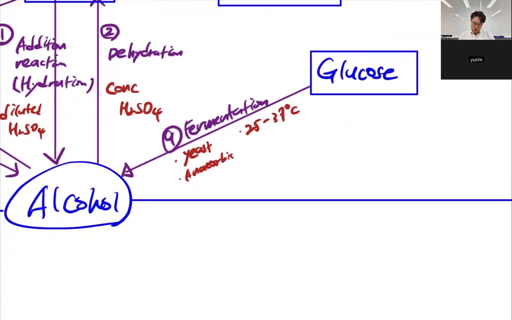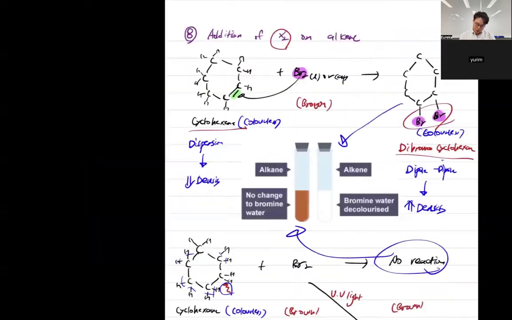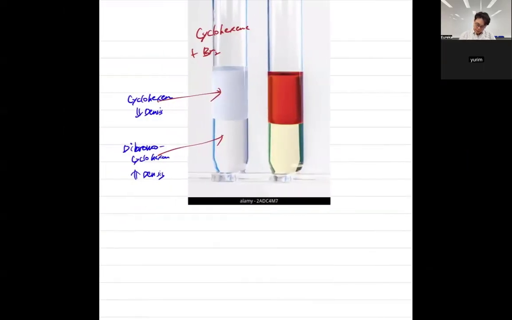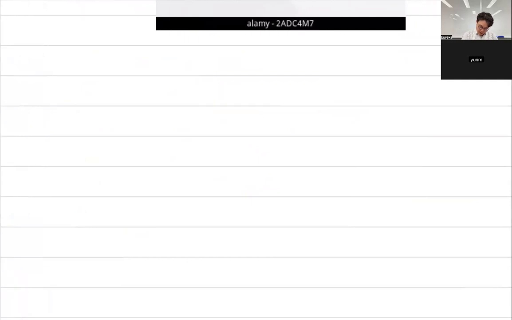Now, how does it do that? Let's write down the chemical reaction with the glucose and the fermentation process. Number 9. Oops, that's not the fermentation.